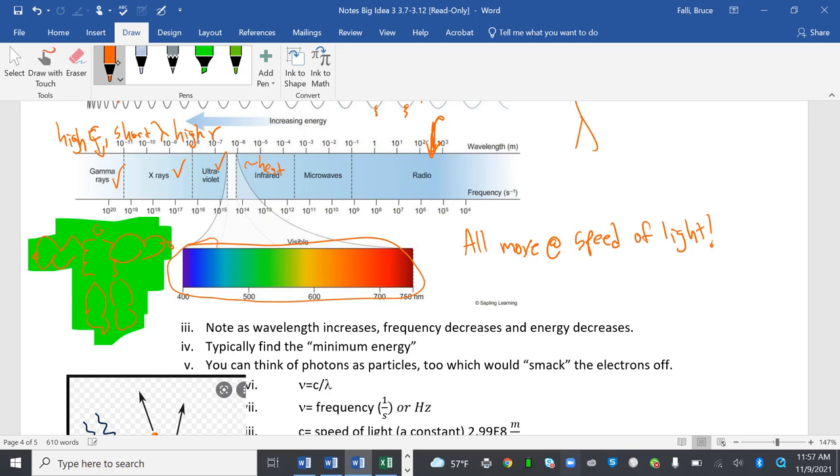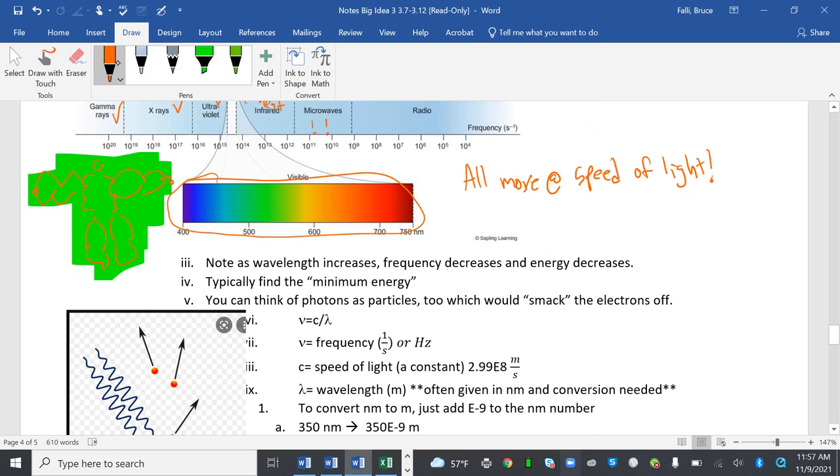Then microwaves, isn't this a shock? Microwaves, surprise! They are weaker energy than infrared. They're weaker energy than visible light. And then radio waves are long and not harmful.